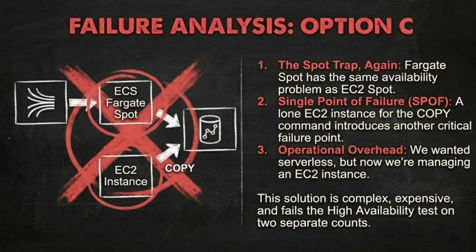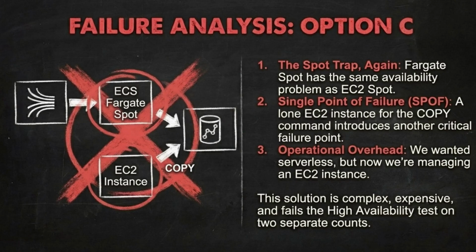Here the architects tried to be smarter. They used containers, that's trendy, that's serverless, Fargate. But they used Spot type again, same problem. Fargate Spot is the same Spot instances, just in a container wrapper. Amazon can interrupt them at any moment. But that's not all. Look at the second part of the architecture.